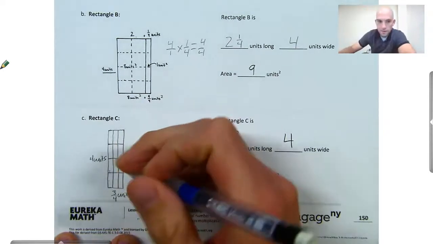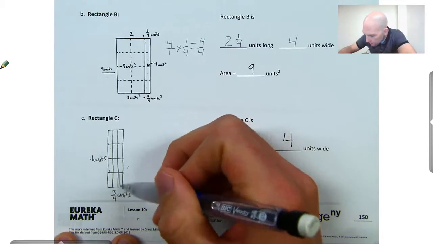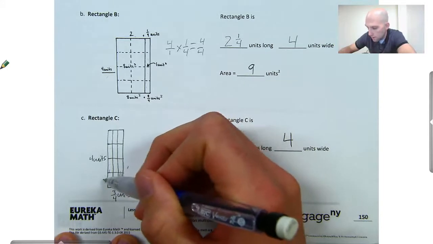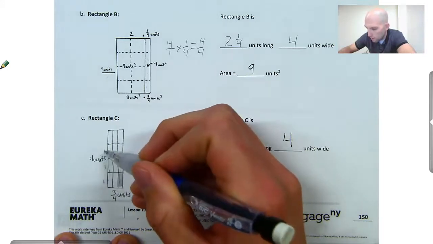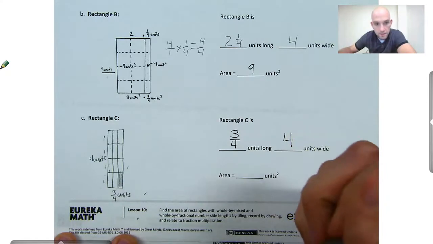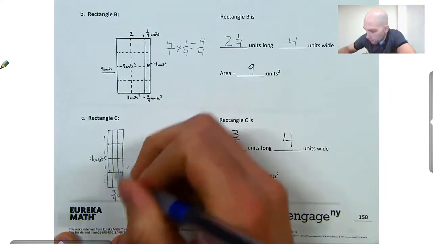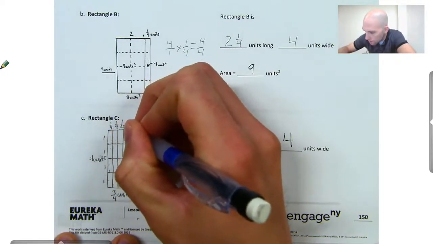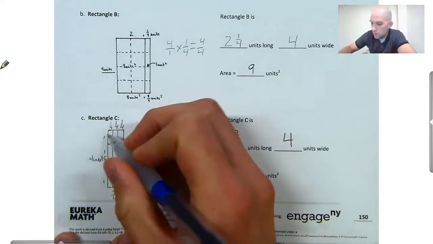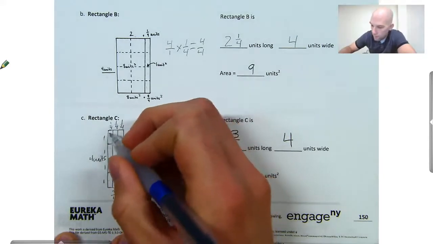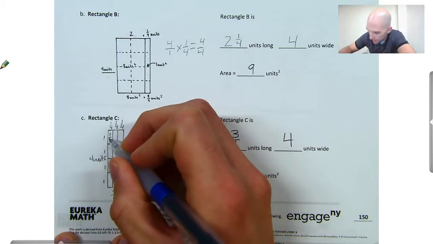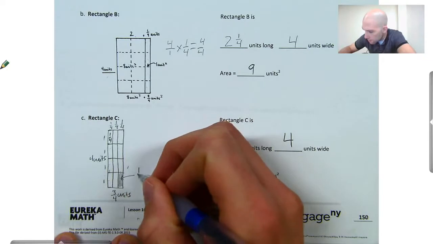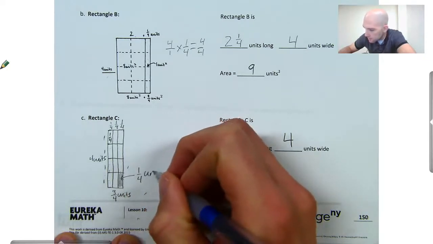So each one of these little sections here, well, this is 1 here, 1, 1, 1, 1. Makes 4 all together. And then we have a fourth, and a fourth. So 1 by 1/4, well, that makes each one of these little sections in here 1/4 square units.